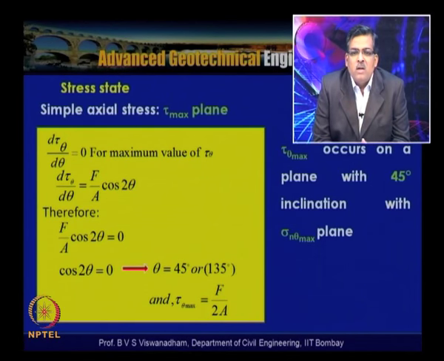for a homogeneous material, there will be another failure plane that is orthogonal to that, and that is 45 plus 90, which is 135. So tau theta max occurs on a plane with 45 degrees inclination with the sigma n theta plane. So that maximum shear stress occurs on a plane which is inclined at 45 degrees, that we obtain by differentiating tau theta and equating it to 0, and then satisfying the condition of cos 2 theta equal to 0, we have got theta is equal to 45 degrees or 135 degrees. With that tau theta max is nothing but F by 2A.